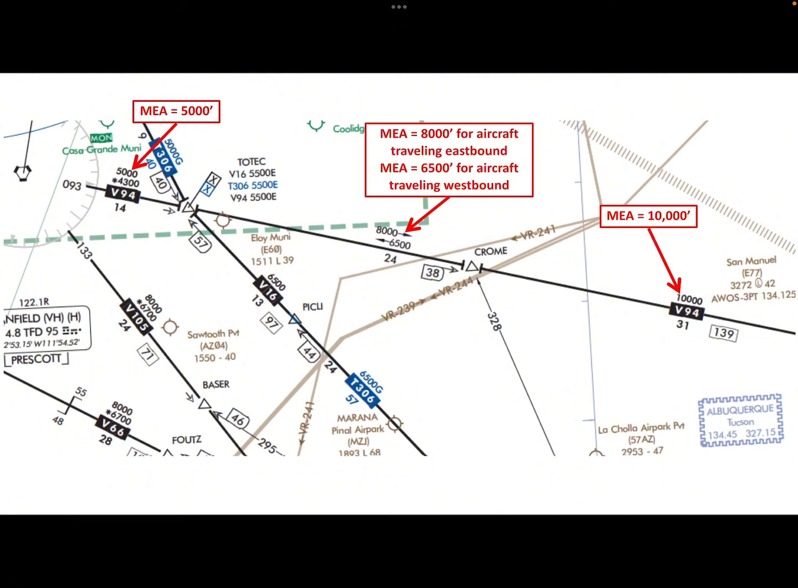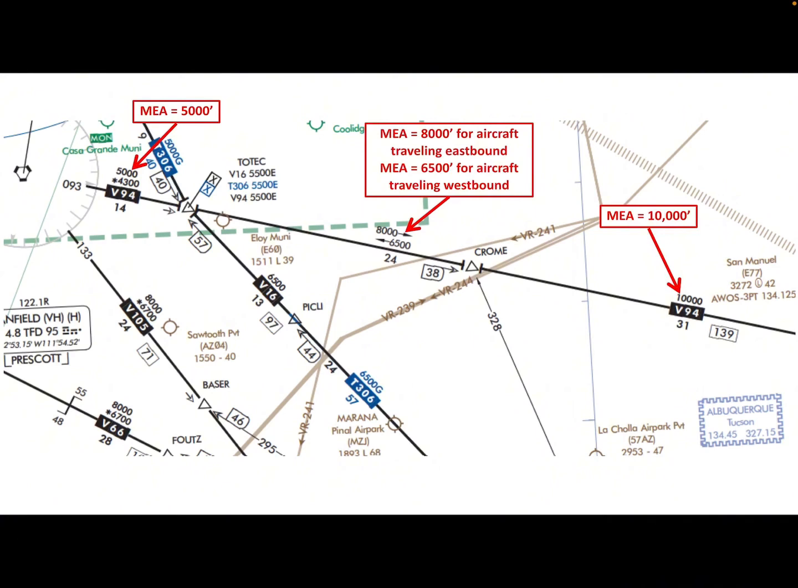The MEA will be provided next to the airway line on your IFR en route chart. Multiple MEAs may be listed with small arrows to denote that, depending on the direction you are flying on the route, the MEA is different. So here in the example, on Victor 94, we show that eastbound, with this little black arrow here in the middle, we have an MEA of 8,000 feet. And then westbound, we have an MEA of 6,500 feet.